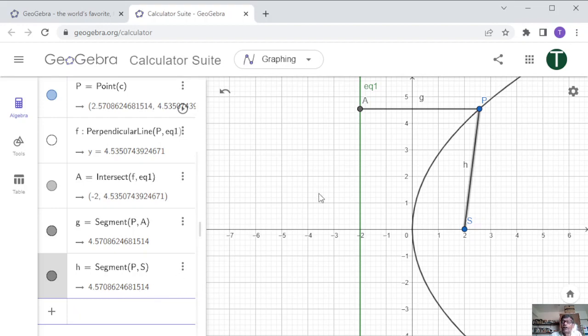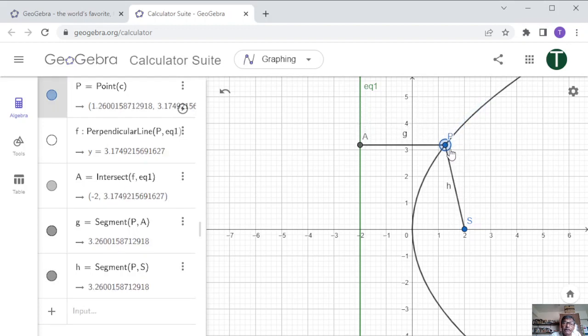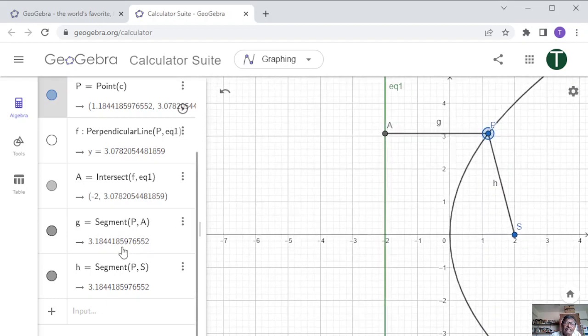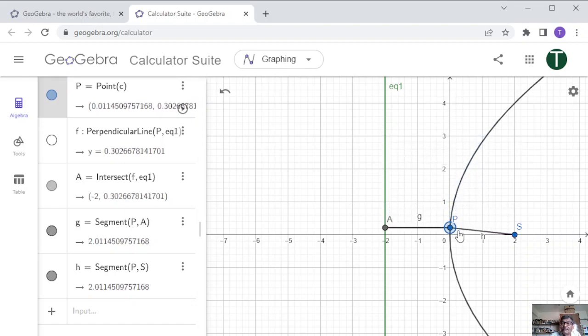Now the interesting point is, if you move P, and I have restricted its movement on this parabolic graph, move it anywhere you like. You see PA, that is G and H, they are always equal, no matter where P is. Is that clear? It brings out that nice property of a parabola in this particular fashion.